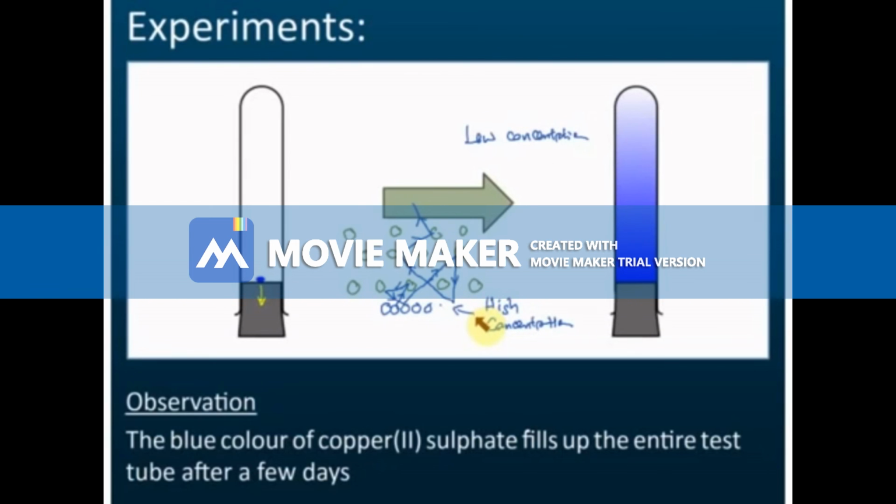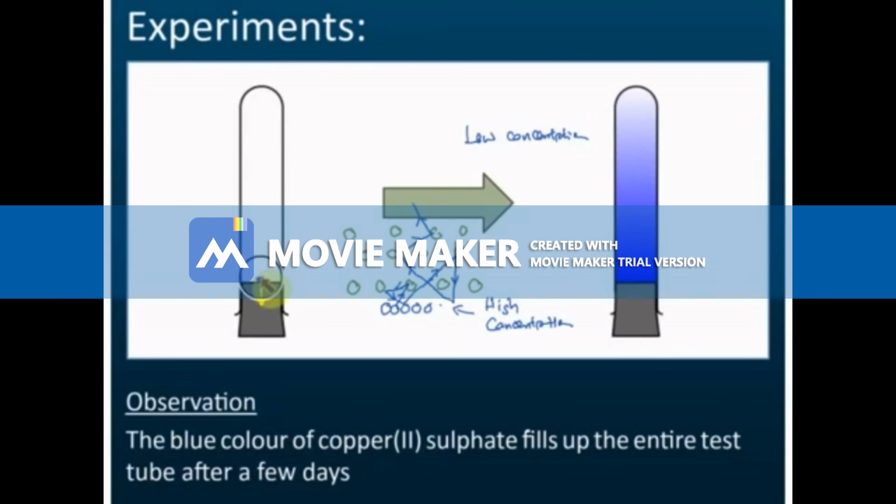There are a few questions in the chat room. Someone says, can you repeat the change in concentrations? Now, that is not a change of concentrations. That is for diffusions. One thing that you need to know is that the particles diffuse from high concentrations to low concentrations. So at this area, the concentration of the copper sulfate is high. This area, the concentration of the copper sulfate is low. The particles will move from high concentrations to low concentrations.